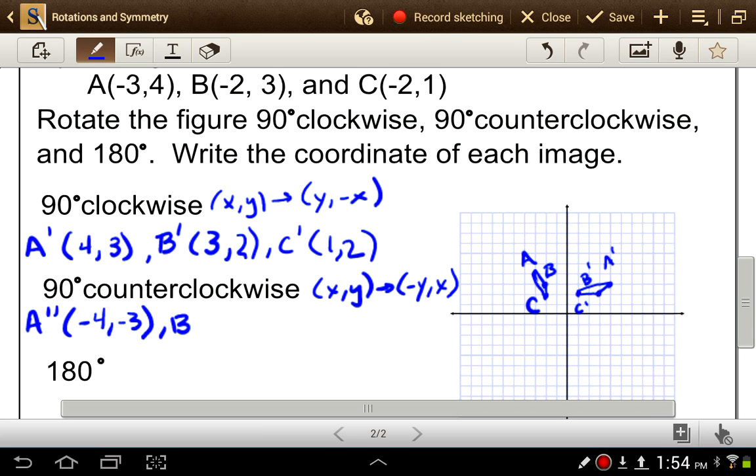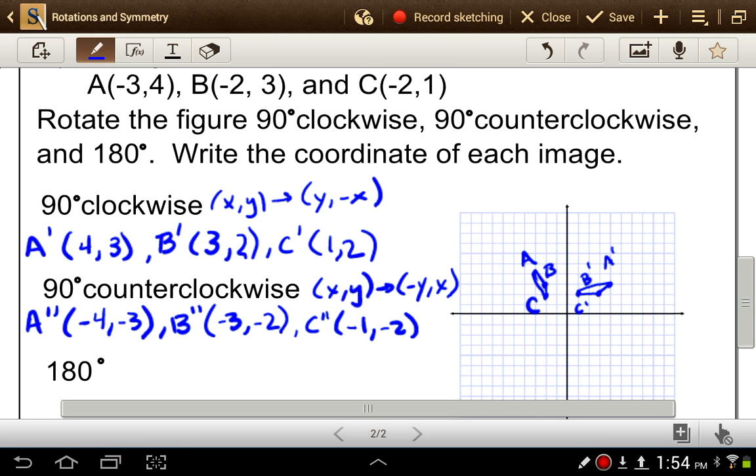Then I'm going to do B double prime. The 3 is going to go to the front and then become negative 3. The negative 2 is going to go to the back, and it's going to stay at negative 2. And then I'm going to do C double prime, and in C double prime, the 1 is going to go to the front. I take the opposite, so it becomes negative 1. Negative 2 goes to the back and stays the same. Now I'm going to graph this image.